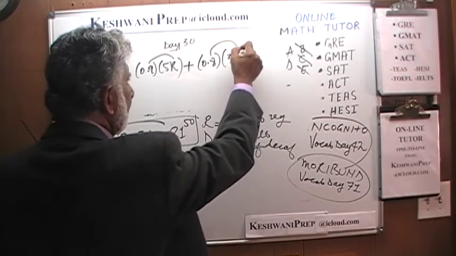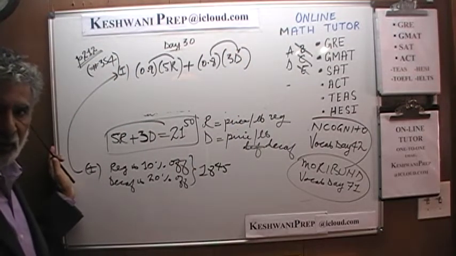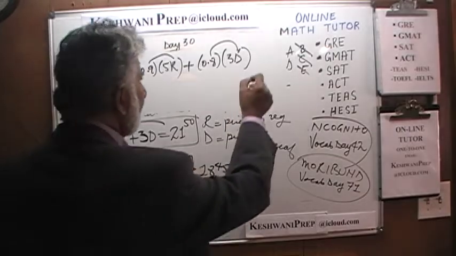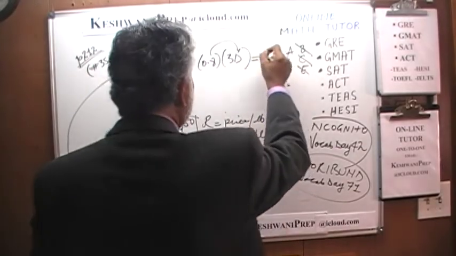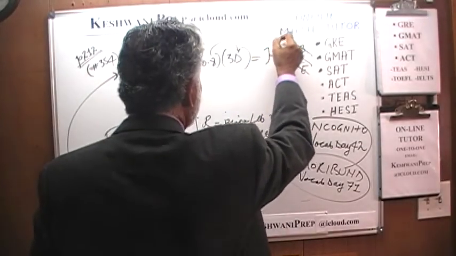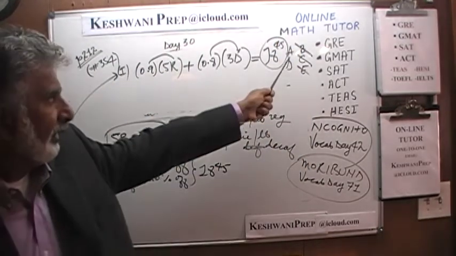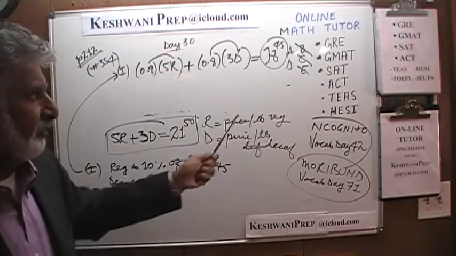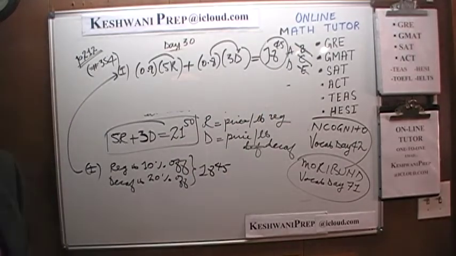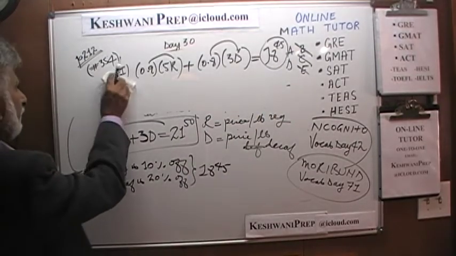See, 0.8 times D will give us the price that is 20% off for decaffeinated, and as a result, today we'll only pay $18.45. There you go. One equation here, another equation here. First statement by itself is enough. The answer cannot be B, C, or E. Let's look at the second statement.